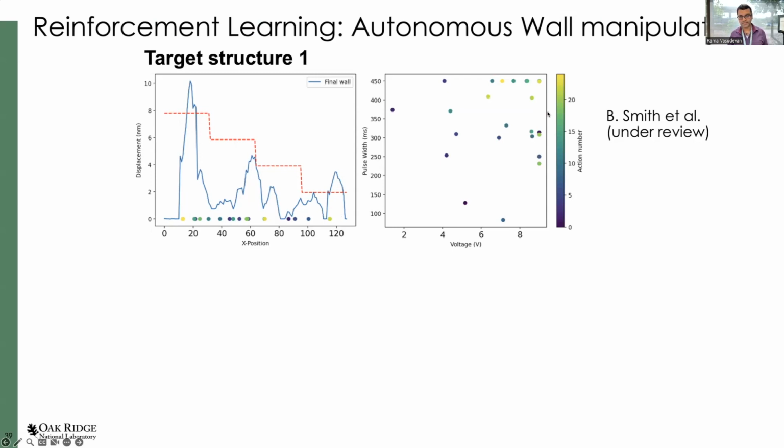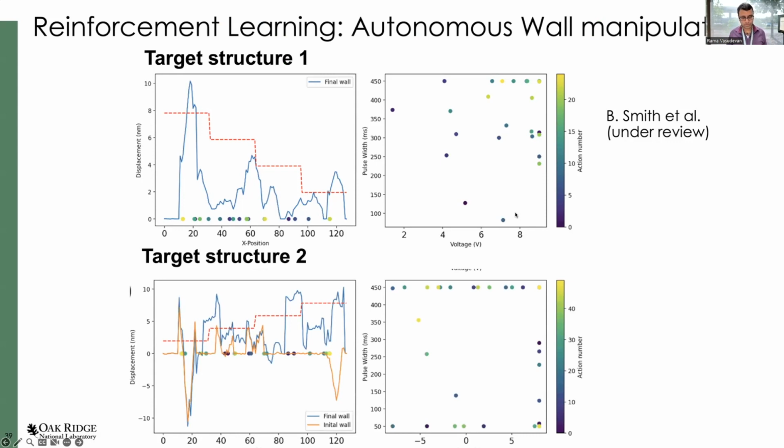And you can visualize that in terms of this particular plot of voltage versus pulse width versus action number here, right? So you see a bunch of ones where it's sort of higher on this side, and then those seem to be corresponding to more on the left-hand X positions. And then the lower ones are more on the right-hand side where you have lower displacements of the wall. It's not perfect. We still need to do more training probably to be able to perfect this.